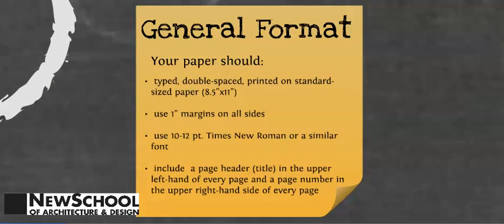Stylistics. An APA formatted paper should be typed, double-spaced and printed on 8.5 by 11 paper. It should have 1-inch margins all around and use a regular font such as Times New Roman, Calibri or Arial. As well as a title page, the paper should include a page header or title in the upper left-hand side of every page and a page number on the upper right-hand side.